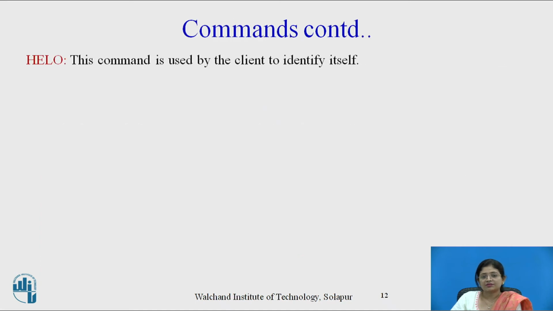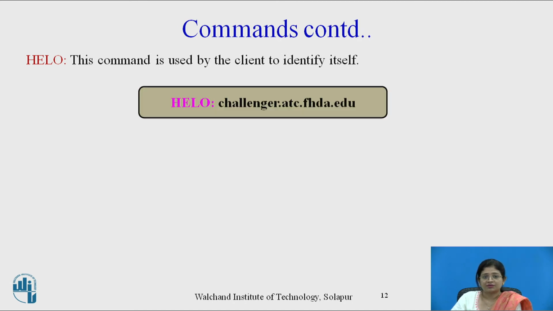Now, let us start with the first command, that is the hello command. This command is used by the client to identify itself. So, its format is hello: challenger.atc.fhda.edu. That means there is an argument, an address.